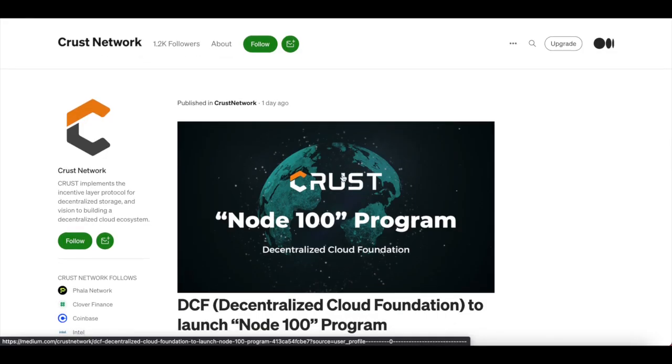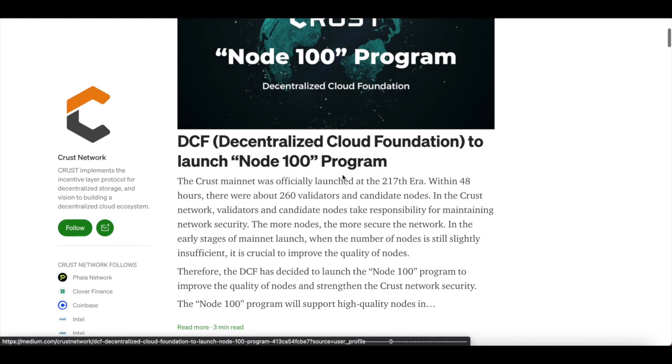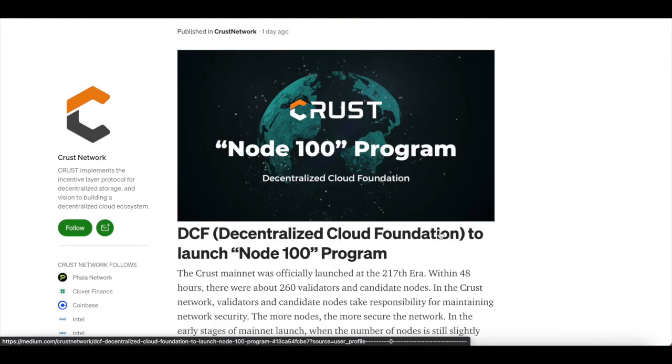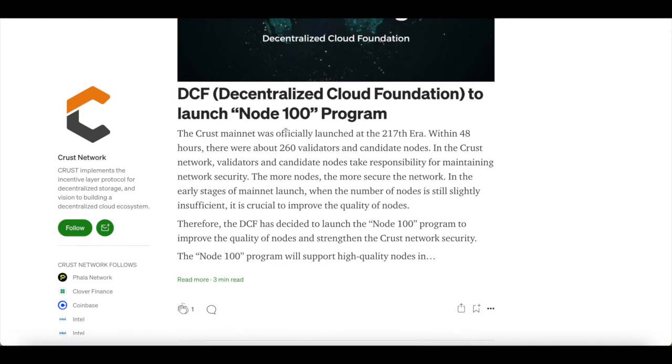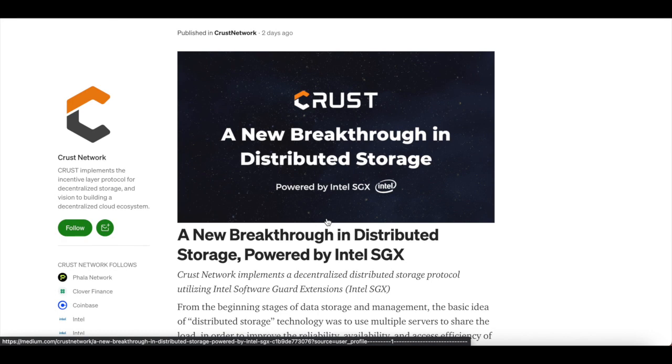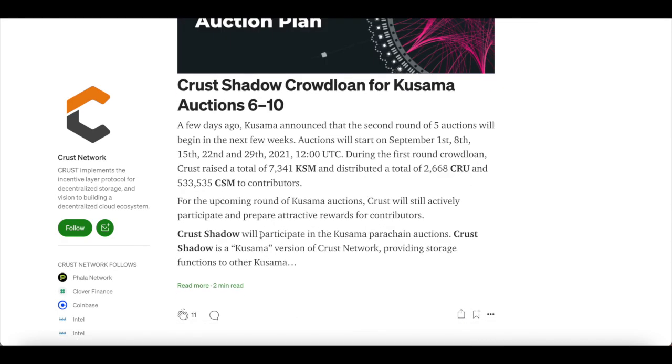Now there is big news in the Crust network ecosystem, huge news. The Decentralized Cloud Foundation is set to launch the Node 100 program. This is huge for Crust network. And additionally, a new blockchain in the distributed storage space. Now, a few days ago, Kusama announced that the second round of auctions will begin in the next few weeks. The auction will start on September the 1st and this all goes up to the 29th.